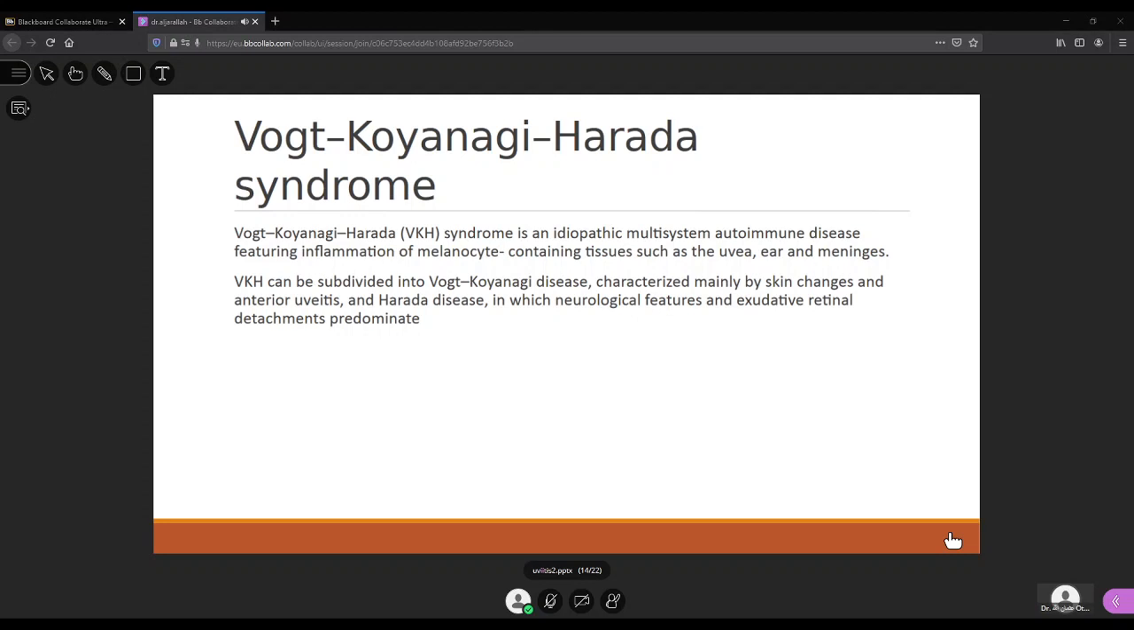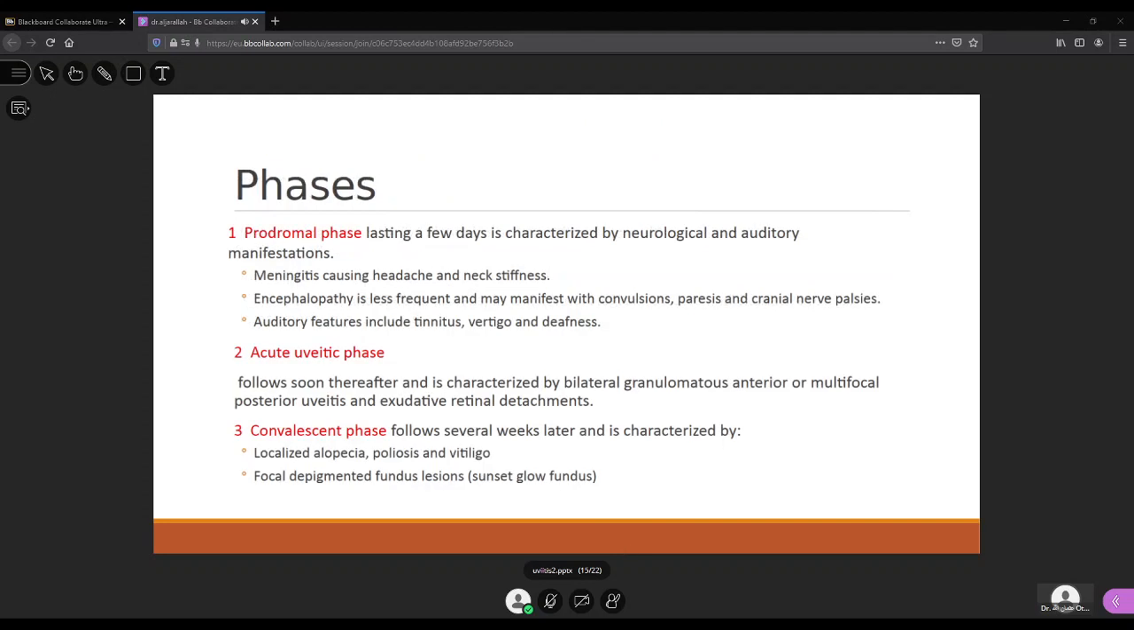Okay, sorry. So Harada disease, the sound is clear. Harada disease usually has neurological features with exudative retinal detachment predominant. Phases, we have prodromal phase, acute uveitic phase, and convalescent phase.